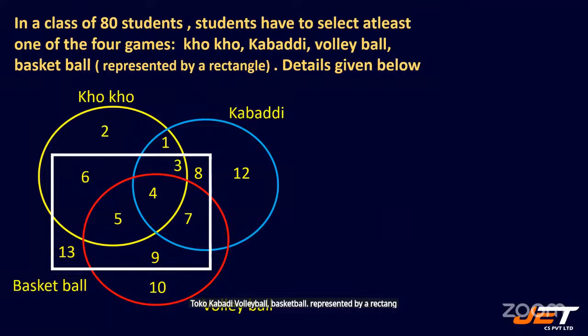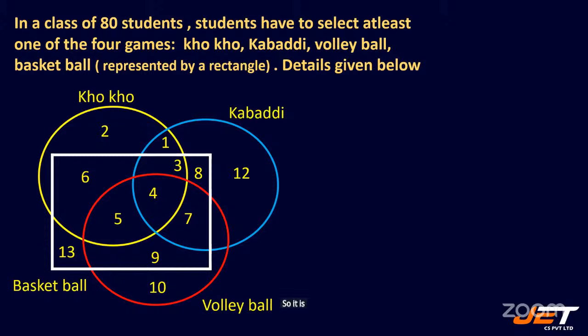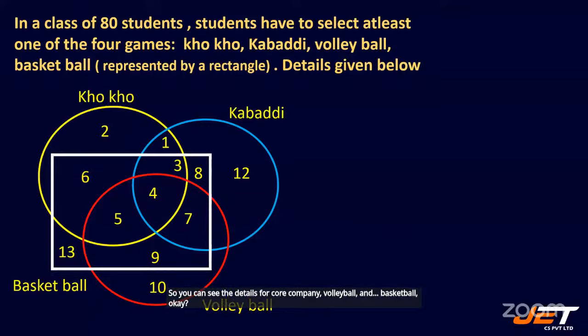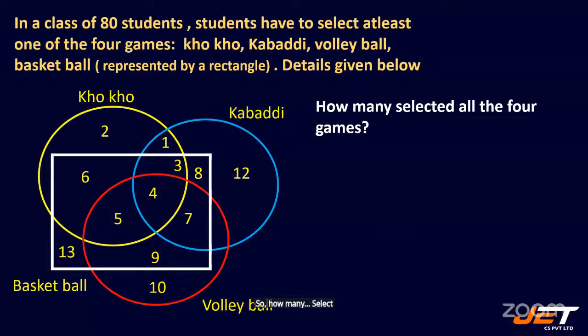So now this is a new addition. It is represented by the rectangle. Okay, details given below are. So you can see the details for Kho, kabaddi, volleyball, and basketball. So how many selected all the 4 games? Actually, it's a simple question only.